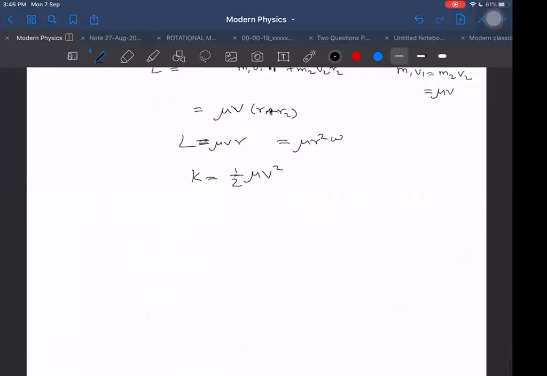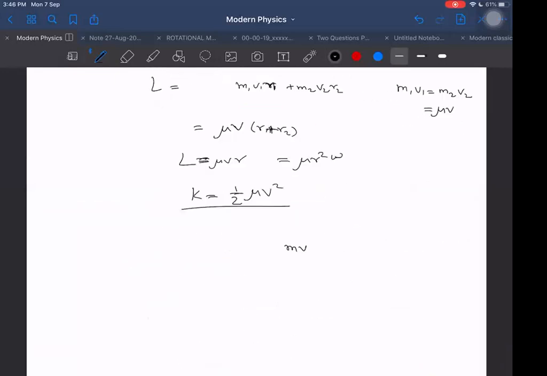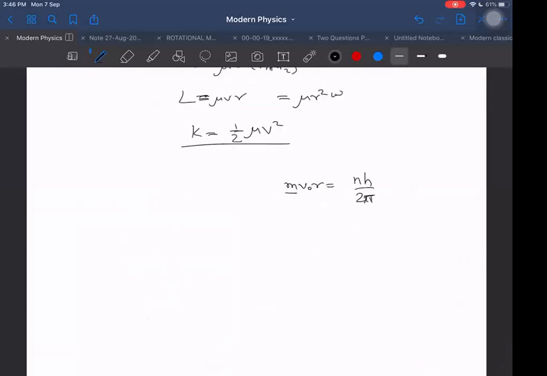Why did I discuss it here? Because let me warn you, we are writing m into v naught into r is equal to nh upon 2 pi, but actually mvr is not even angular momentum because only the electron is not moving about the nucleus. Although the mass of the nucleus is nearly 1800 times the mass of the electron, or maybe more than that, approximately it is correct that we can assume the electron to be moving around the nucleus. But still, in fact, electron and nucleus both are moving around each other.